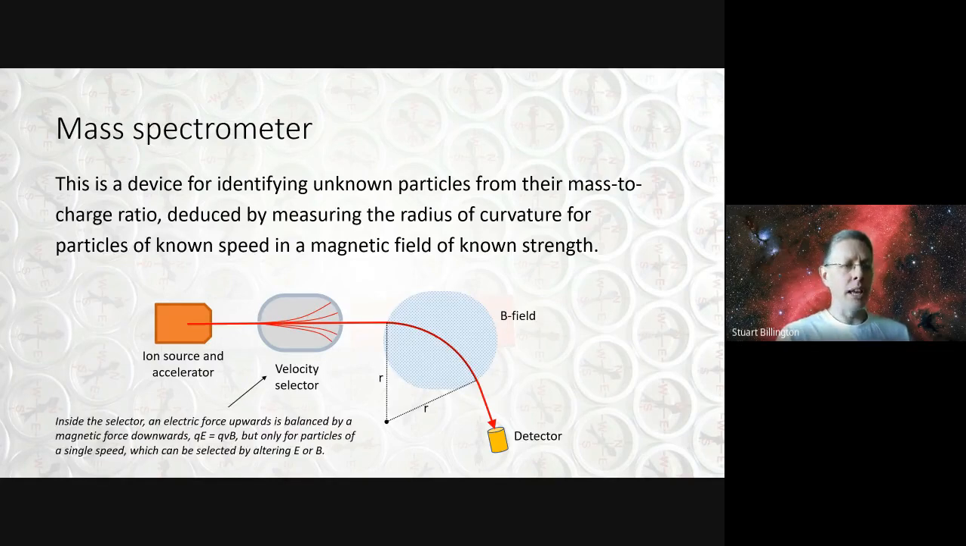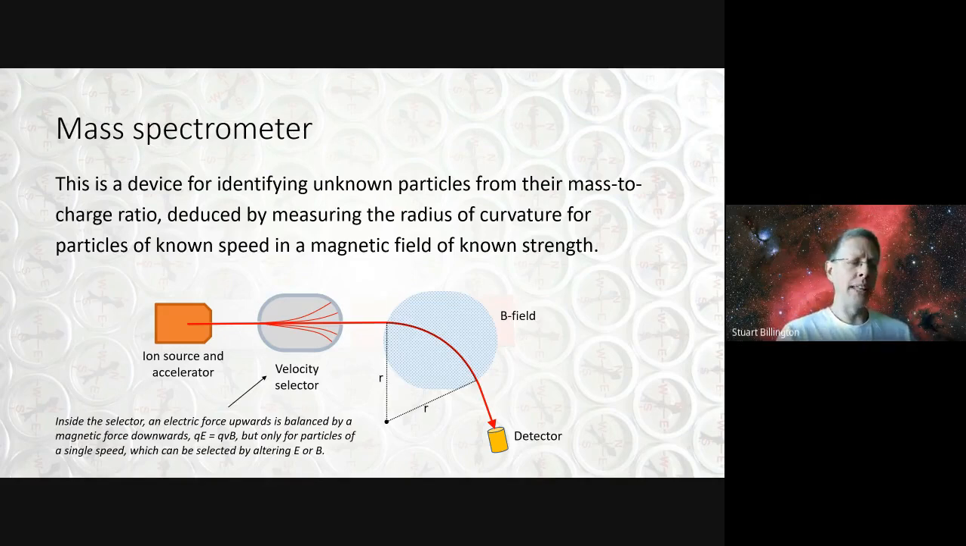You can see in the velocity selector that particles that have the wrong velocity hit the walls of the velocity selector and don't make it through the aperture at the end. So what's going on inside the velocity selector?